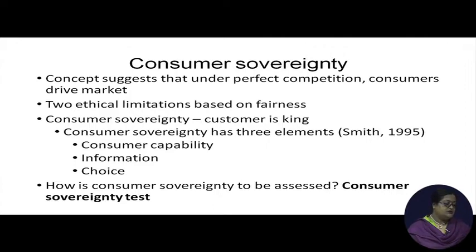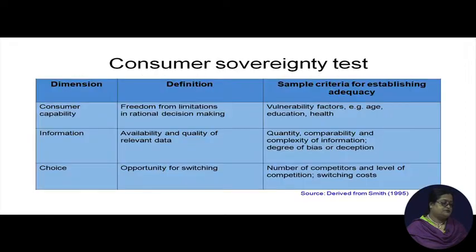So this will go through a consumer sovereignty test, which talks of the consumer's capability for decision making, freedom from limitations in rational decision making, and vulnerability factors like age, education and health, which could be the sample criteria for establishing adequacy, like who is taking the decision.